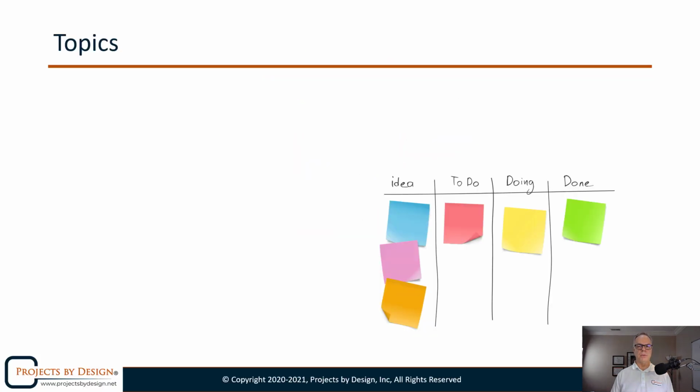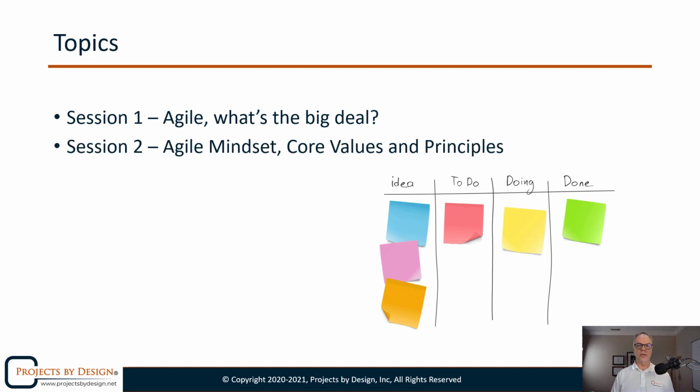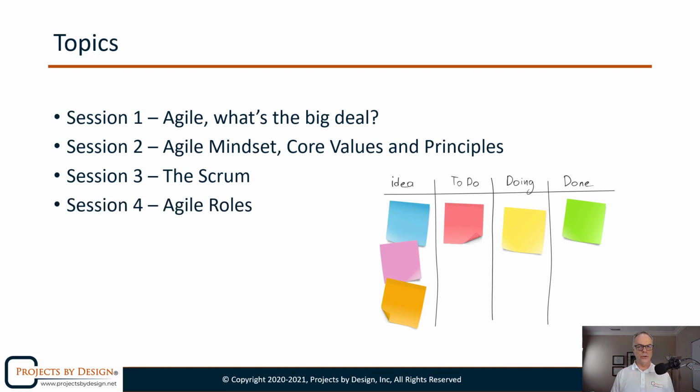Just by way of a quick review, a couple of slides here. We've talked about what's the big deal with Agile, and introduced the whole idea of Agile conceptually, maybe even theoretically is the best way to say that. We also discussed the Agile mindset, core values and principles. Then we went into Scrum, which is the primary delivery organization within Agile concepts. Next, we went into some roles in the Agile environment, both for Agile as well as Disciplined Agile. And lastly, of course, we're going to talk about Agile planning.